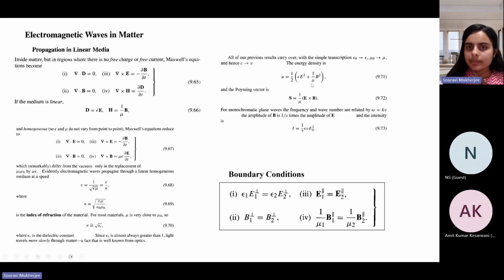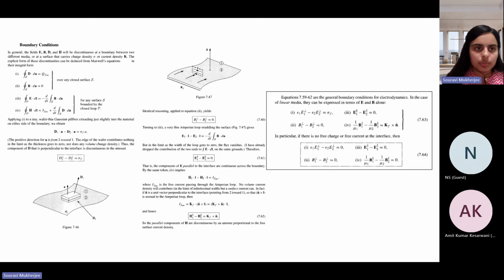And similarly, the energy expression changes, the Poynting vector expression changes. Whatever is changing is just this mu naught to mu and epsilon naught to epsilon. What's important is this boundary condition. So this tells us what happens at the boundary, which separates different media. And we'll just recap how these boundary conditions come up. So it comes up from these expressions.